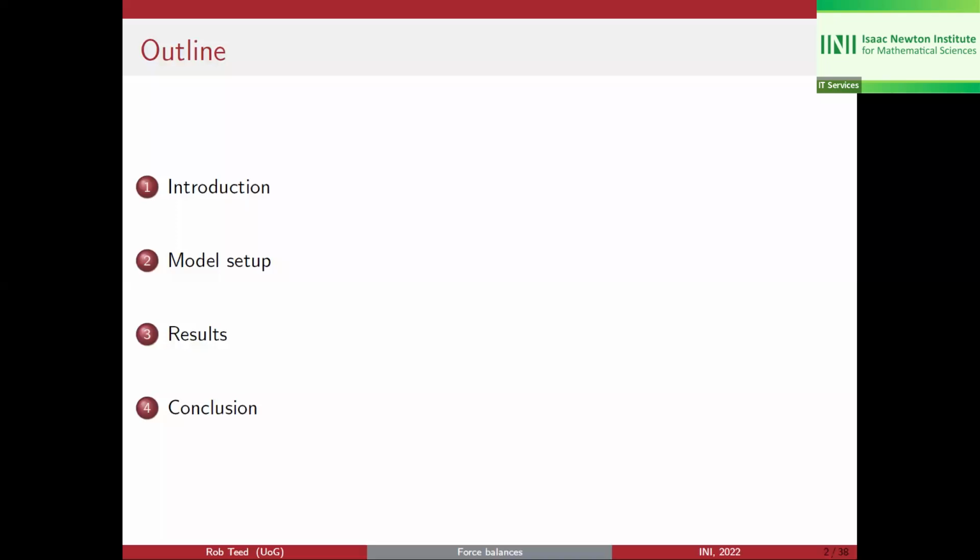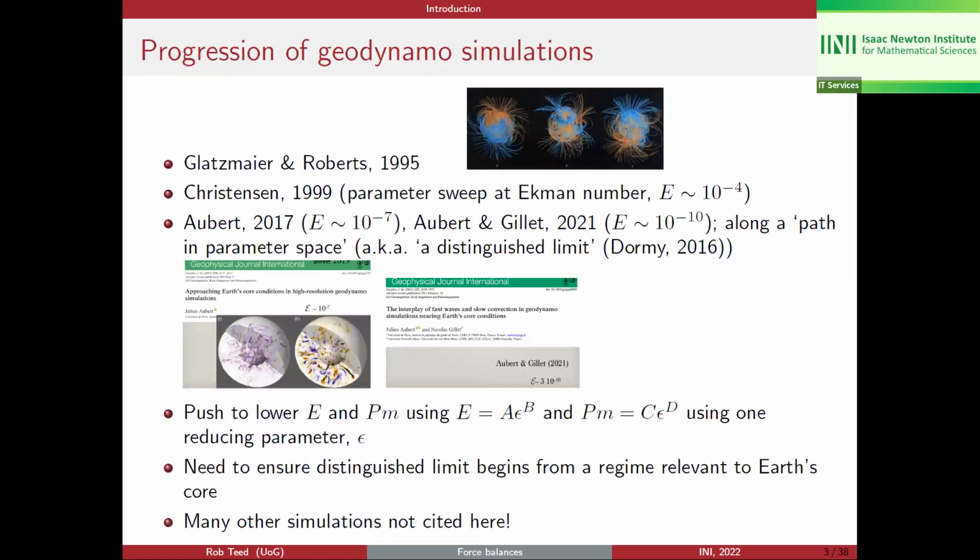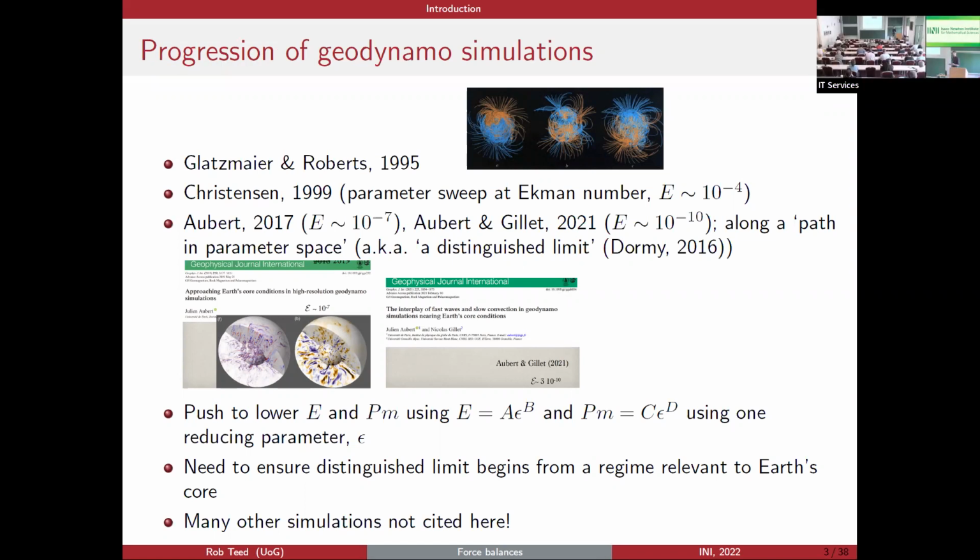So, outline, begin with an introduction, probably sensible. I'm not going to go into great detail about some of the introductory stuff, but here's a slide showing the progression of geodynamo simulations. This is not comprehensive by any means. There are obviously plenty of simulations that have been done over the years that I've not included here, so apologies to all of you in the room who I have not cited here.